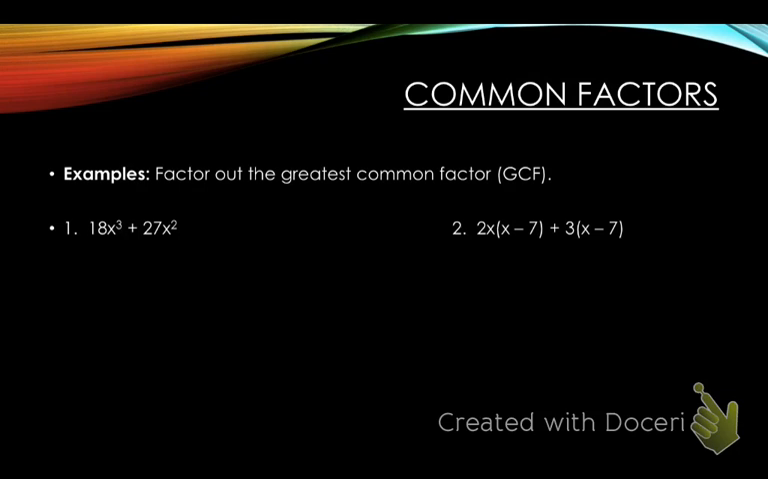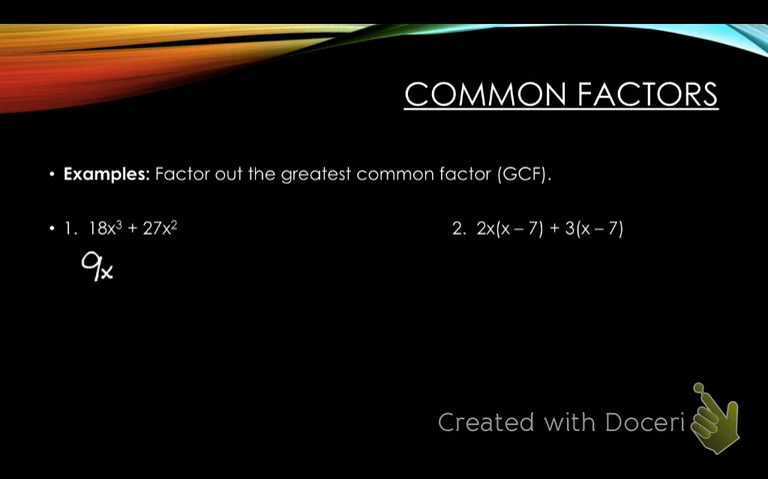So remember, whenever we deal with a greatest common factor, we're looking for what value we can take out of each coefficient and then what we can take out of each variable. So if we have 18x to the third plus 27x squared, what's the highest value we can take out of the coefficient, or we can divide by each coefficient? 9. 9, and then x to the second.